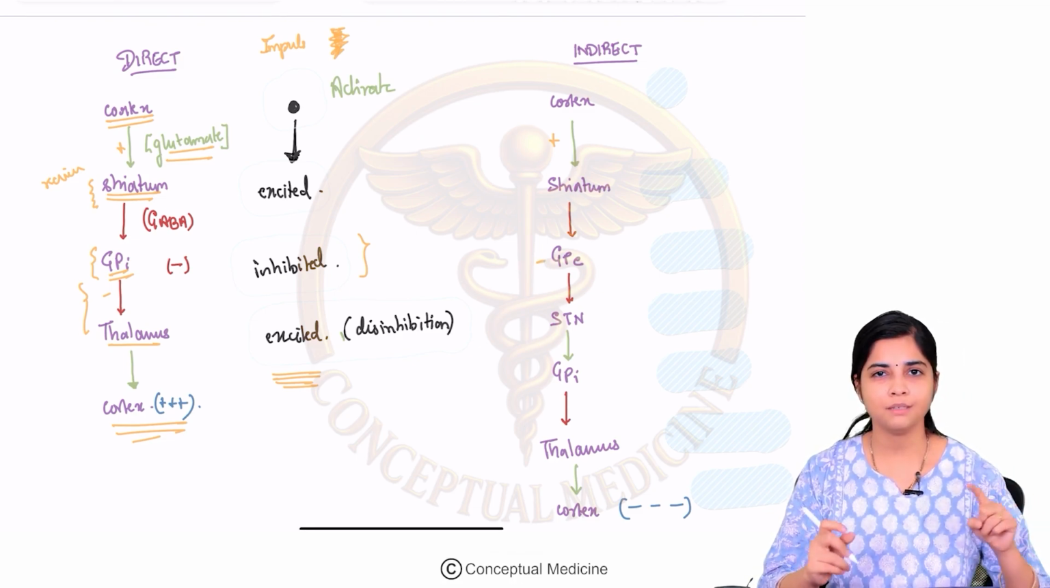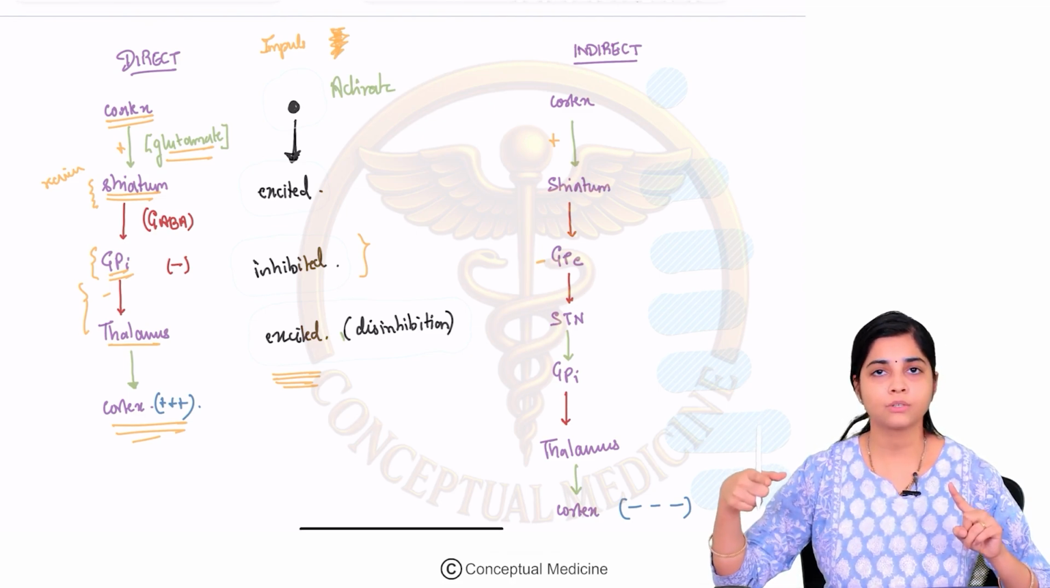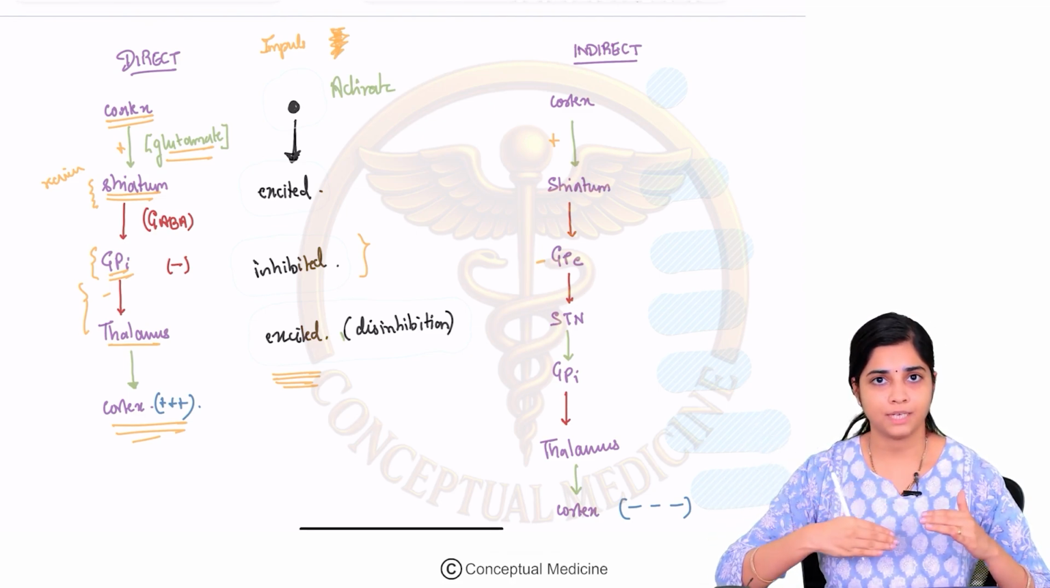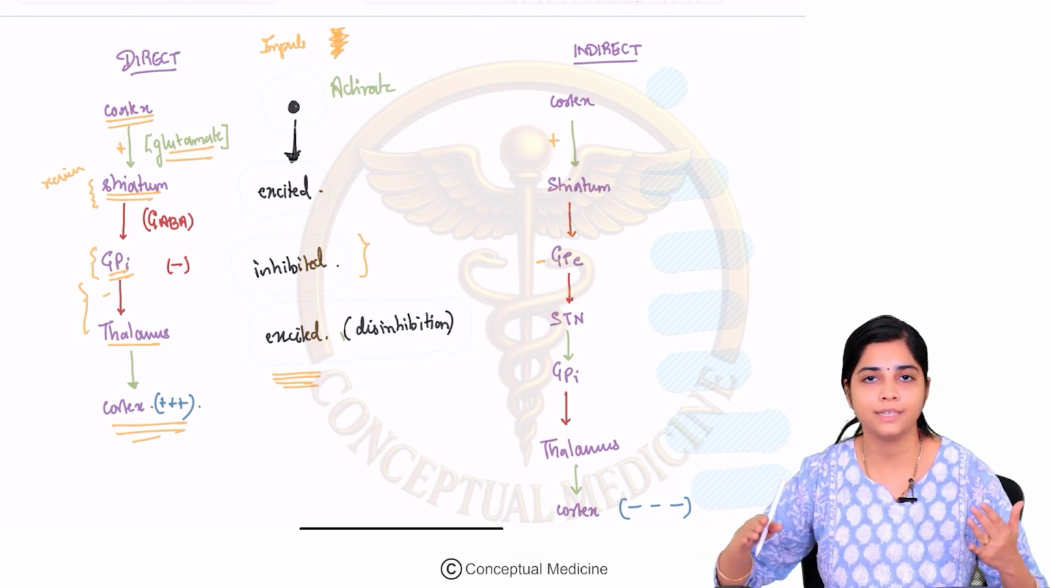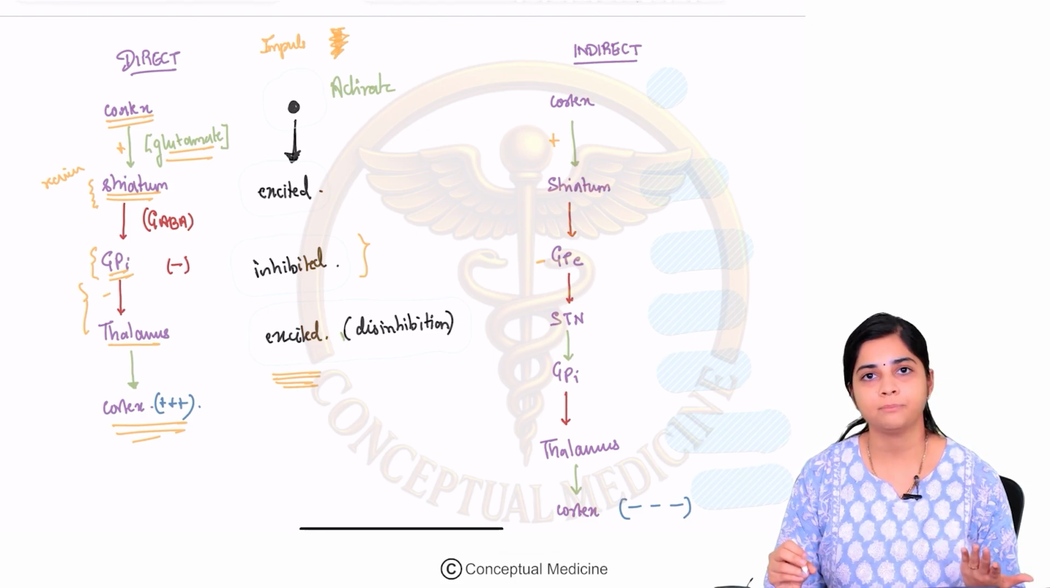The difference comes here because it takes a detour. It does not go to the thalamus. It goes to the subthalamic nucleus, then it goes to the globus pallidus interna, and then goes to the thalamus. So, this detour is what is your indirect path.